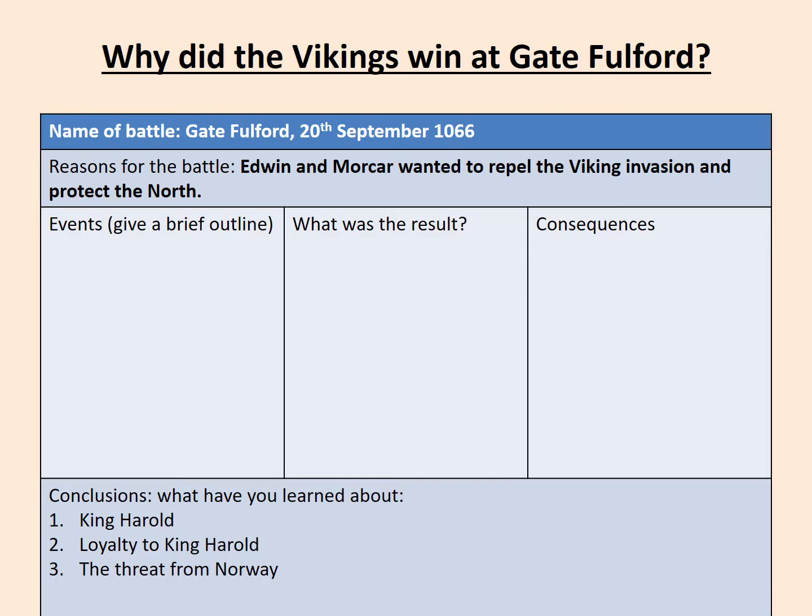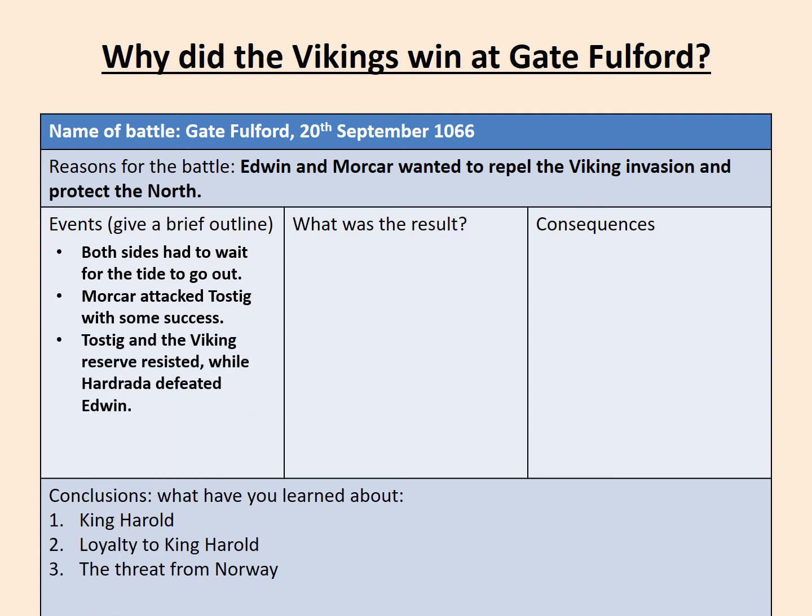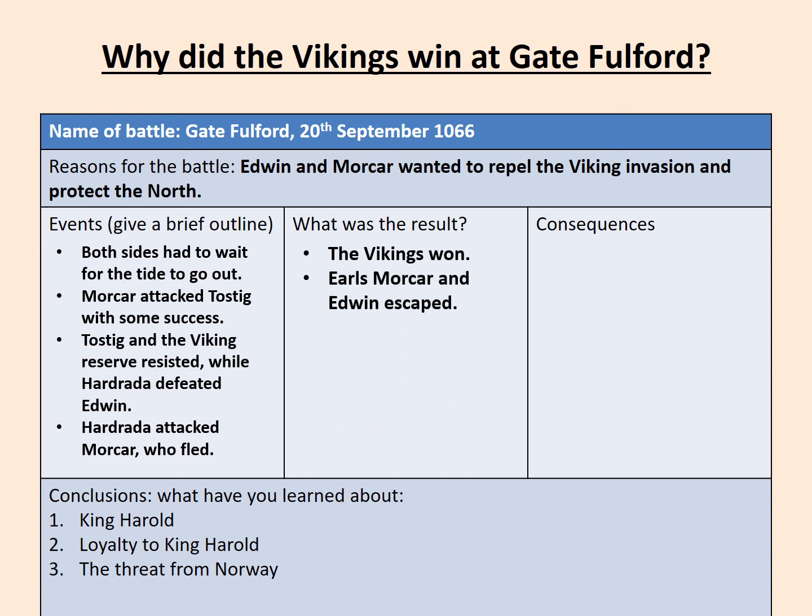So why did the Vikings win at Gate Fulford? Well, what we should have identified is the reasons for the battle: Edwin and Morcar wanted to repel the Viking invasion and protect the north. Both sides had to wait for the tide to go out. Morcar attacked Tostig with some success, and Tostig and the Viking reserve resisted while Hardrada defeated Edwin. Then Hardrada attacked Morcar, who fled. The Vikings won. Earls Morcar and Edwin had escaped. Around 500 Saxons had died, and 750 Vikings had died.